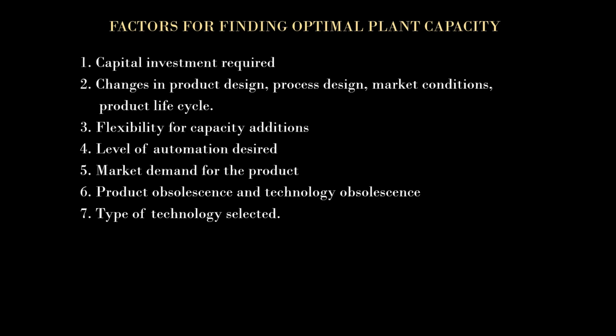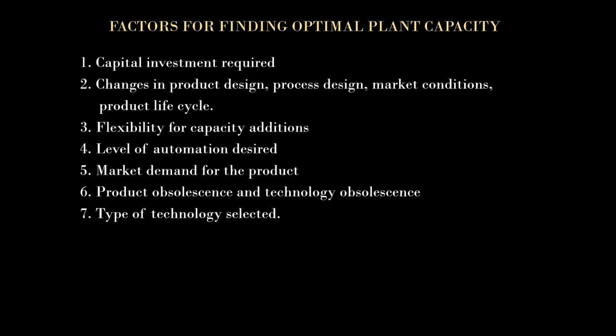Say if the product design changes in near future, in such case we cannot go for higher capacity, because for the new design or the revised design, again the market has to be studied, analyzed. There are so many other things. Then process design, what type of process we are going to use to make the product according to the changed or revised design. And then market conditions, how they are, and product life cycle, in which stage of the life cycle the product is right now, whether it is at introduction stage or growth stage or maturity stage, or stable or maybe declining.